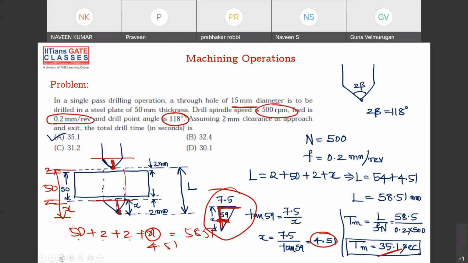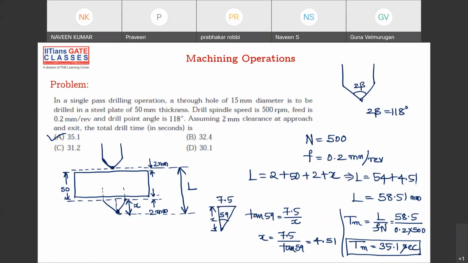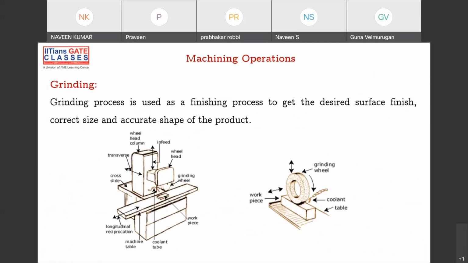Okay, so we'll be doing these things when we discuss some problems. Okay, next. Next is nothing but grinding. So where are we using this grinding? We are using grinding as a finishing process, isn't it?